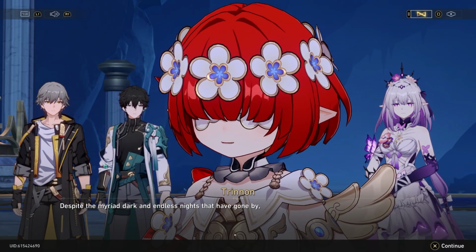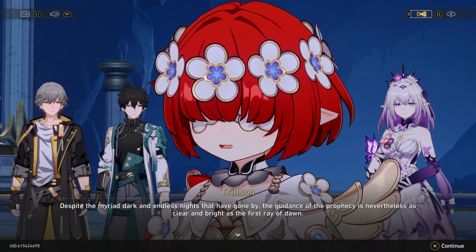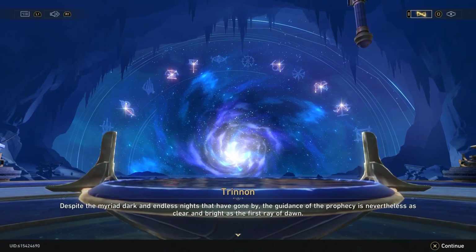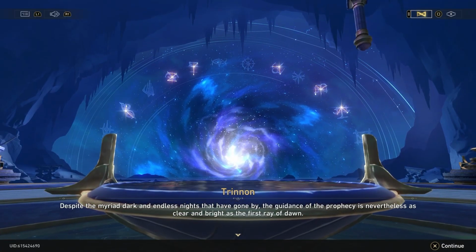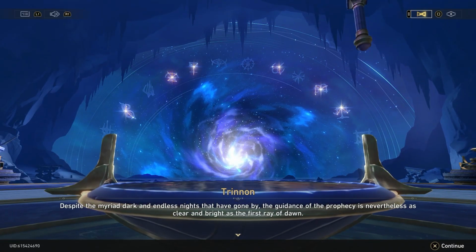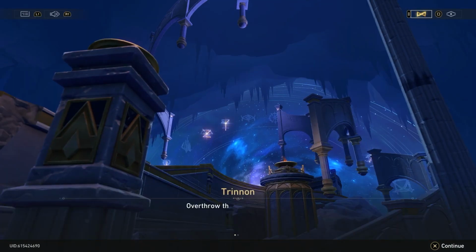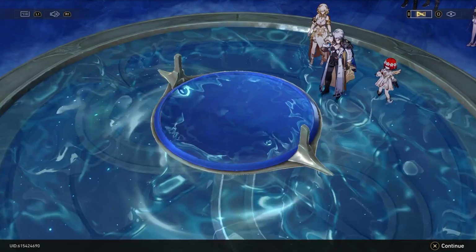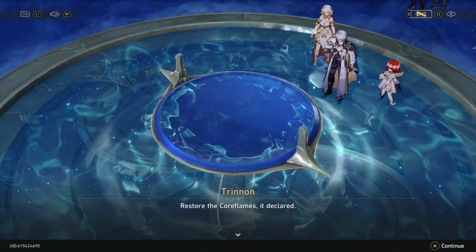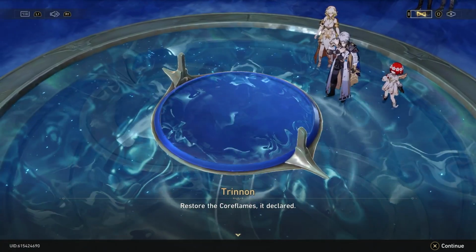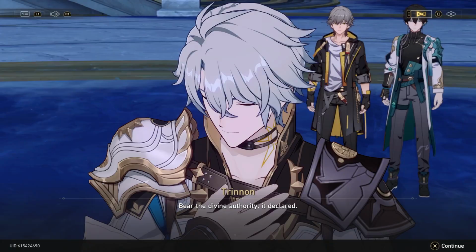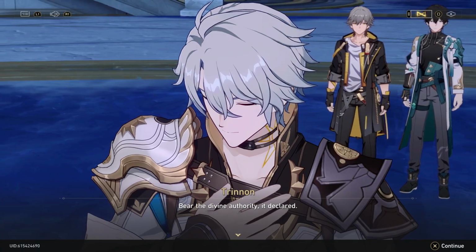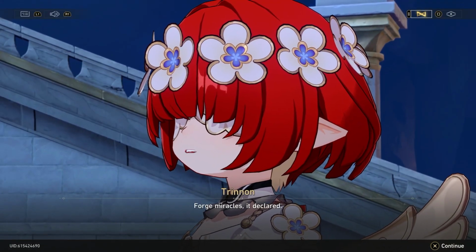Despite the myriad dark and endless nights that have gone by, the guidance of the prophecy is nevertheless as clear and bright as the first ray of dawn. Overthrow the gods, it declared. Restore the core flames, it declared. Bear the divine authority, it declared. Forge miracles, it declared.